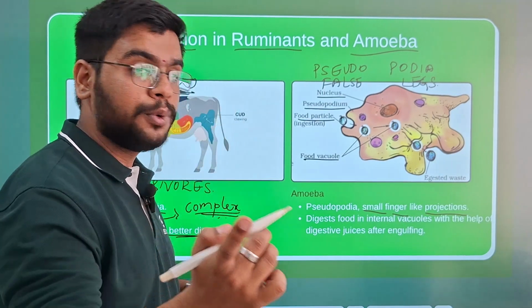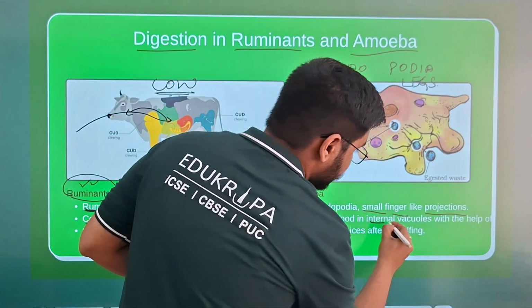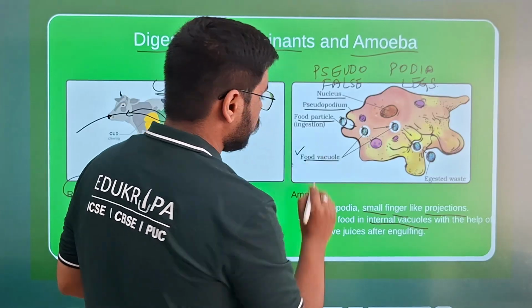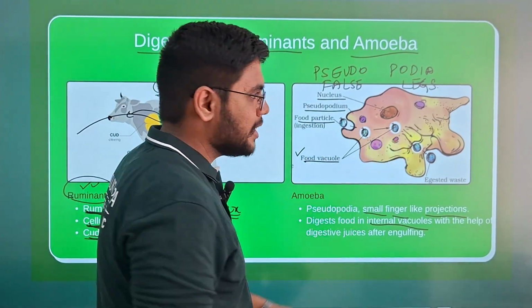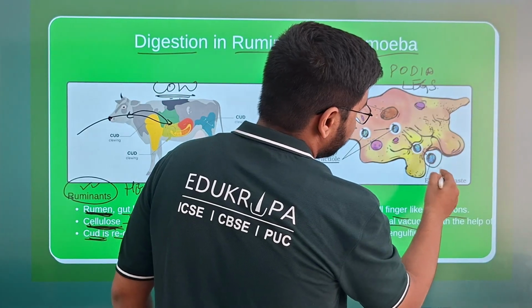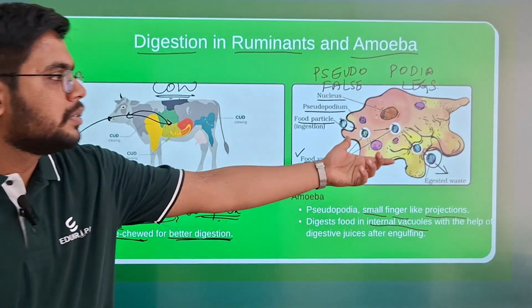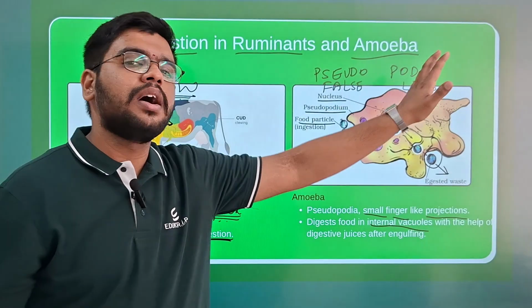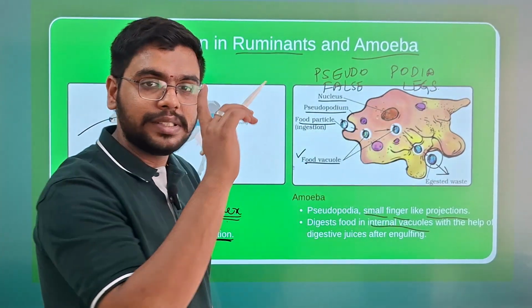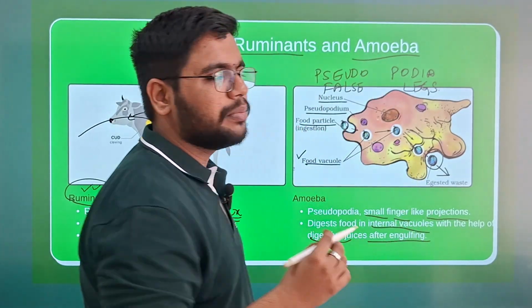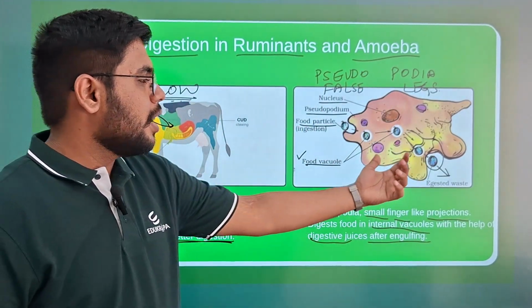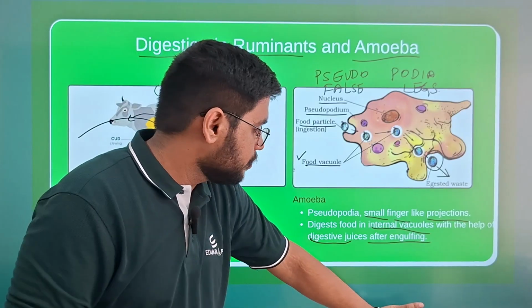Where do these food particles get digested? They get digested in internal vacuoles or food vacuoles. Once the food gets digested, the waste which is collected is ejected out again through the back end of the amoeba. Amoeba is a shapeless unicellular organism, and it also has some digestive juices which help in the digestion.